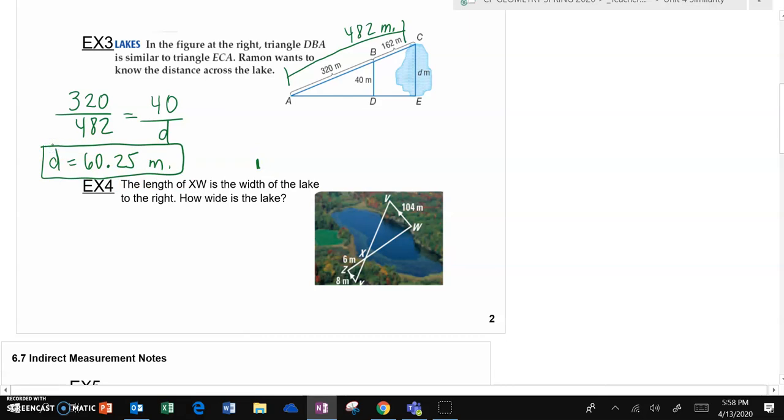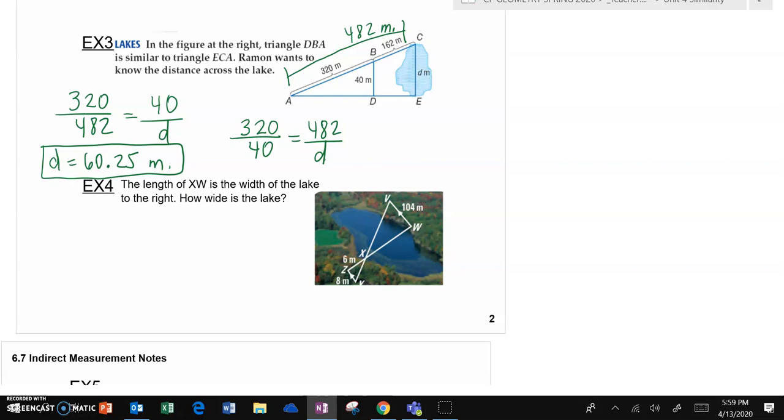Okay, now obviously you can use properties of proportions and you can set this up differently and still get the same correct answer. So one other way, we'll just do one other way, there's multiple other ways to set this up, is you can say 320 over 40 equals 482 over D. And again, if you used other properties of proportions, there are other correct ways to set it up. And you would still get D equals 60.25 meters.